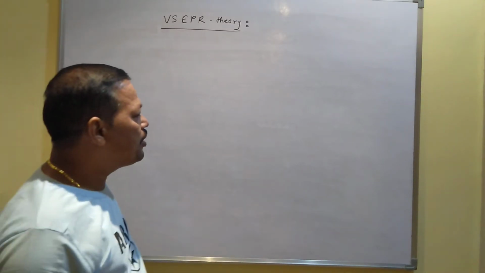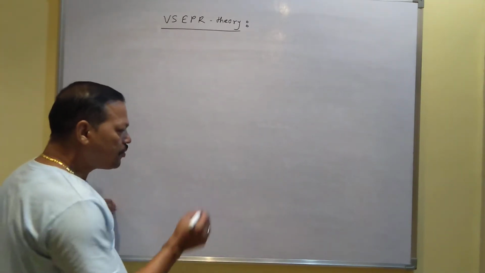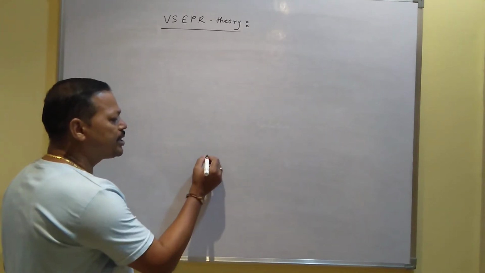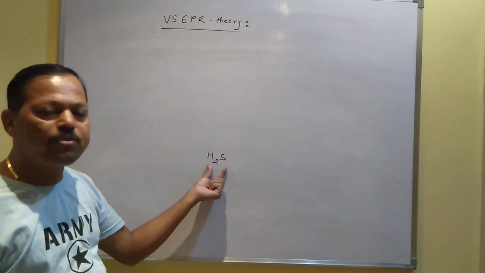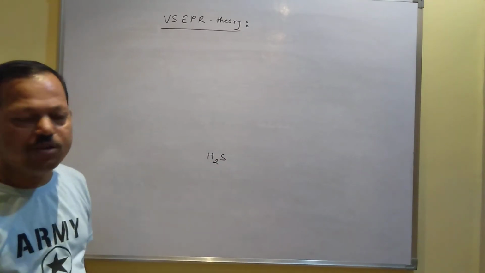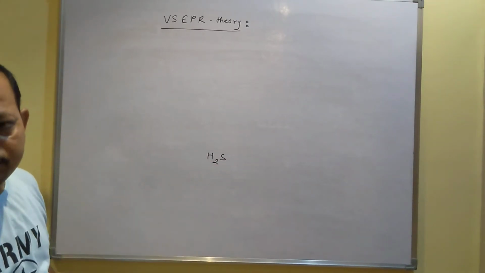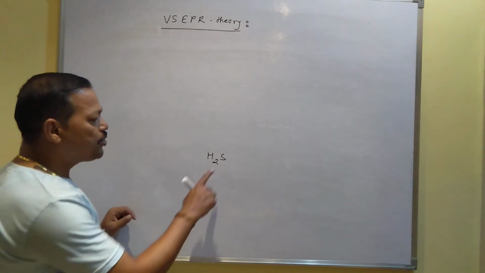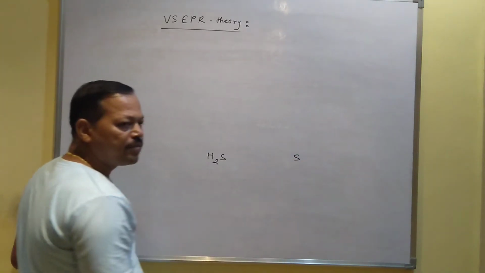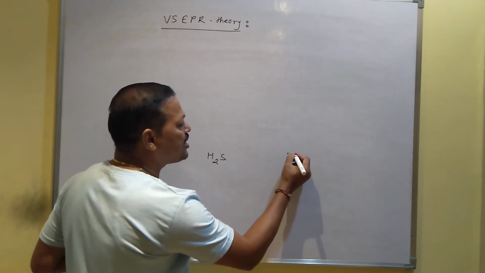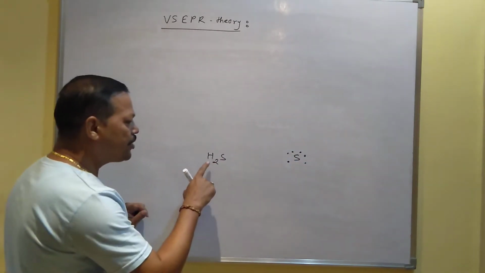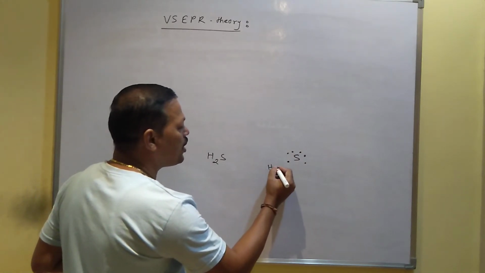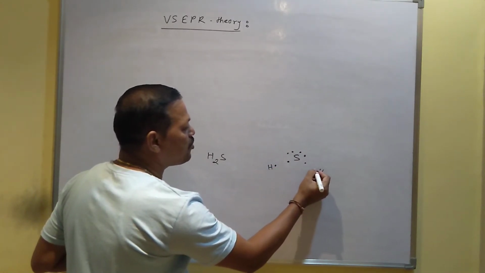For example, if I ask you about one molecule, H2S, hydrogen sulfide, what will be the structure of this molecule? To find out, your central atom is sulfur, and as you know sulfur contains 6 electrons in the valence shell, 1 2 3 4 5 6, and there are 2 hydrogens present. One hydrogen is this one, another hydrogen is this one.